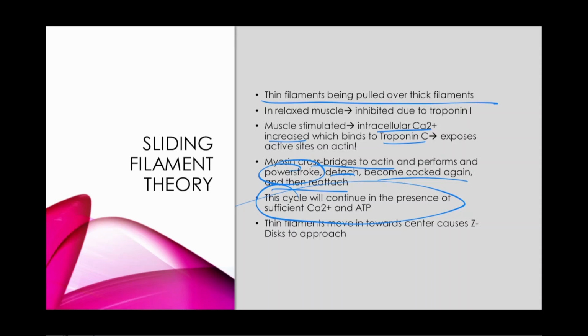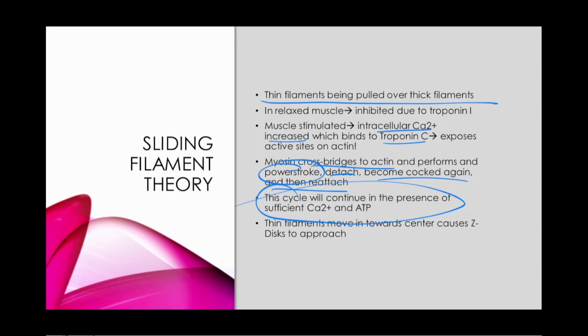Okay, which is why when you have rigor mortis, when people die, we're not producing any more ATP anymore. So that's when they get rigor mortis, they get locked in a certain position because there's no more ATP generated to relax that contraction and let those cross bridges detach. So that's why rigor mortis sets in afterwards.